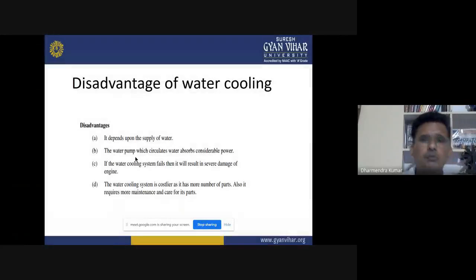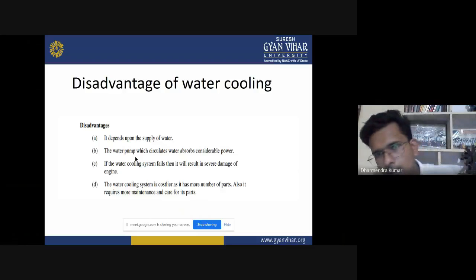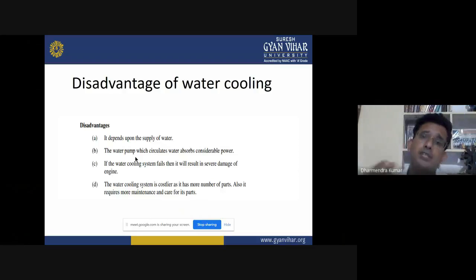Now the water cooling system. Some advantages of the water cooling system: it is more efficient than the air cooling system, and if the engine is in a casing, then the water cooling system is very efficient. There is no need of an air cooling system.